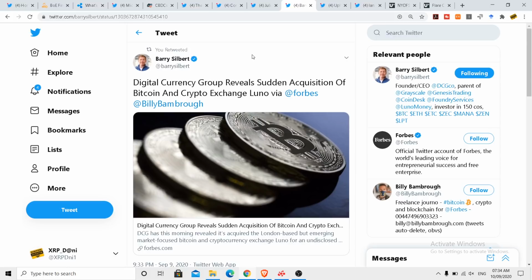And that's where this tweet from Barry Silbert really plays in. Digital Currency Group reveals sudden acquisition of Bitcoin and crypto exchange. So yes, this is increasing the adoption in this space, the interest in this space, all are increasing, unless you don't see all of these things together which are evolving.